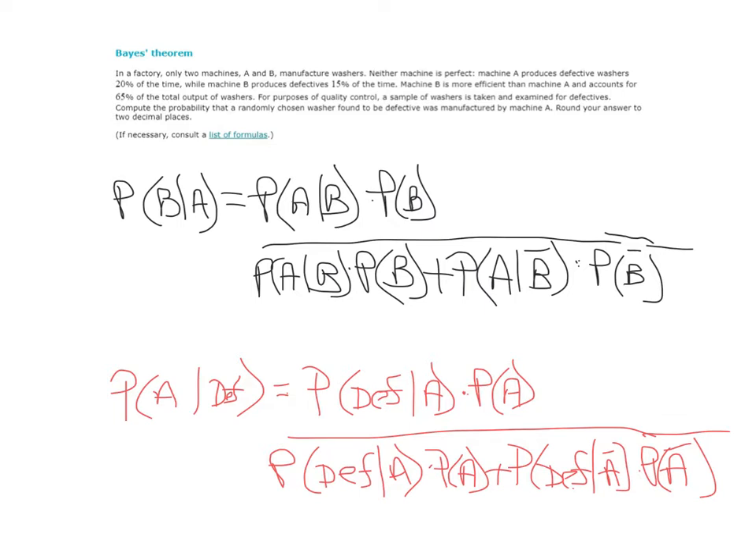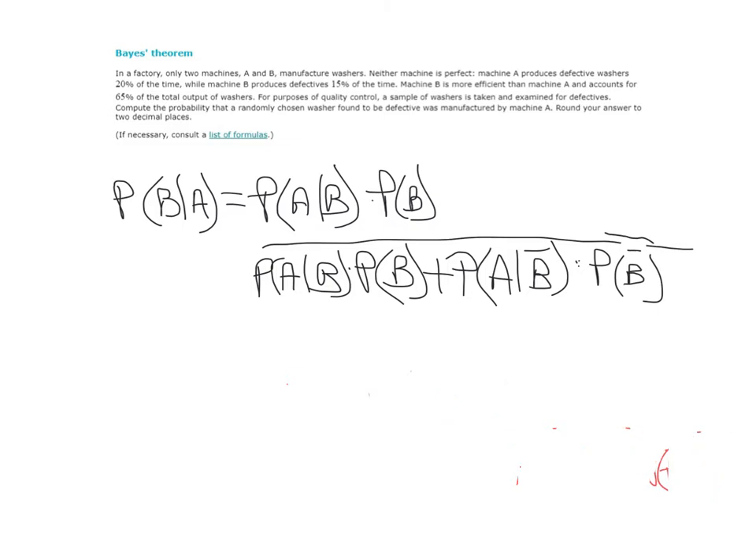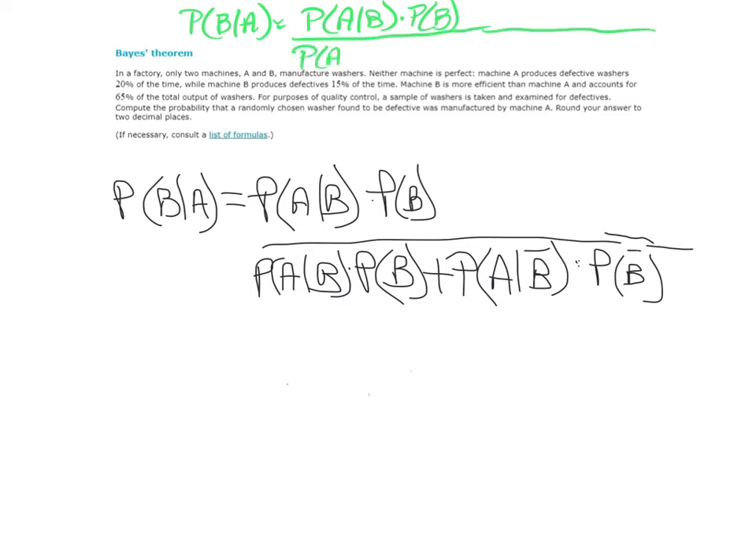Bayes' theorem. I'm going to erase this and draw it a little bit nicer for you. So Bayes' theorem is the probability of B given A is equal to the probability of A given B times the probability of B, all divided by something that hopefully looks a little familiar, because on the bottom it's just the law of total probability. It's the same formula we just looked at. All right, let me get that erased here.